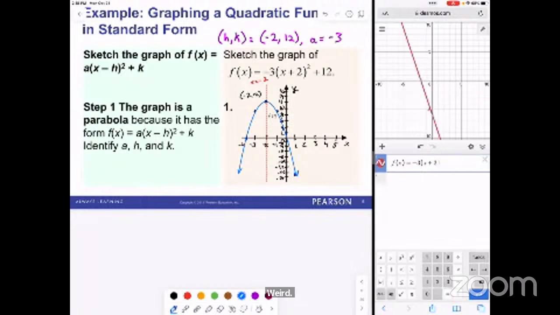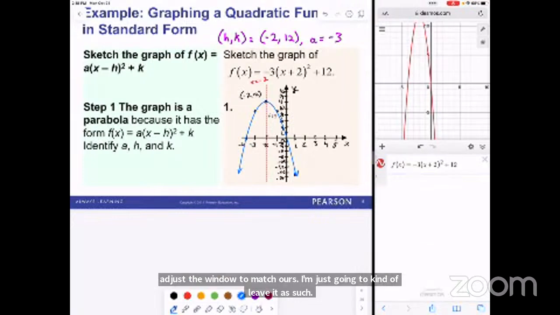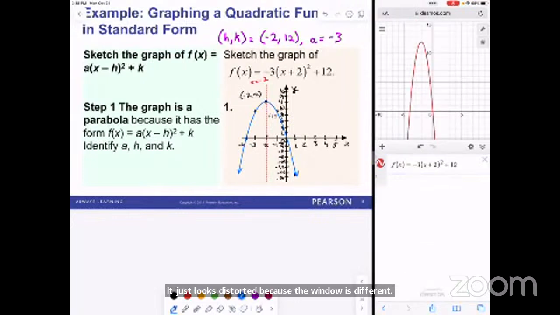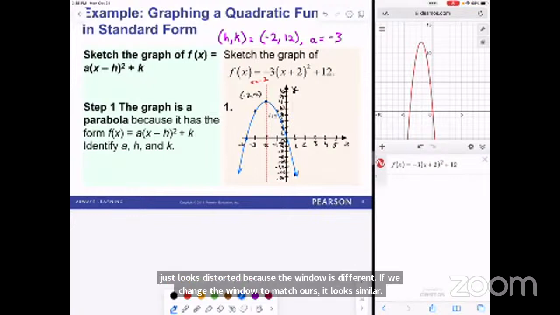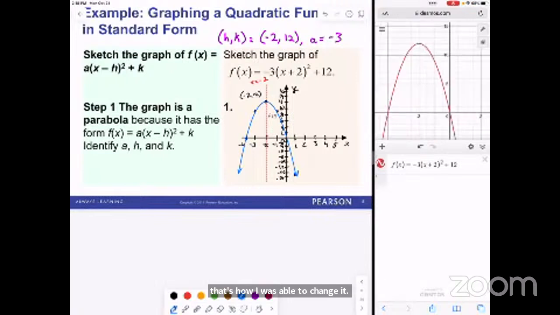Okay. And again, there is a way we could adjust the window to match ours. I'm just going to kind of leave it as such. It just looks distorted because the window is different. If we change the window to match ours, it looks similar. Let me see if I can. Yeah, there we go. So all I'm doing is a spread, the reverse of pinch. I'm working on a tablet, so that's how I was able to change it on the iPad. Okay. All right.